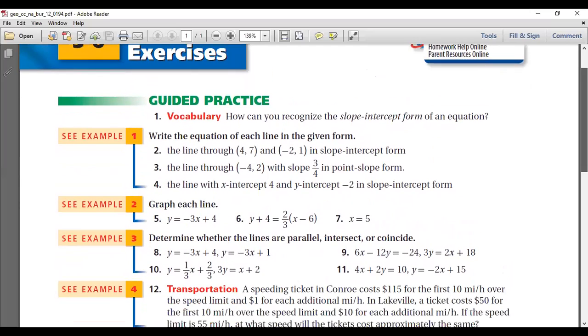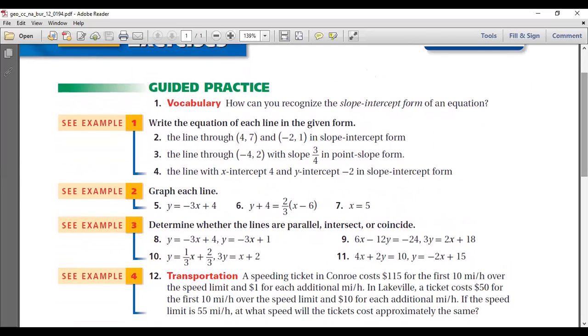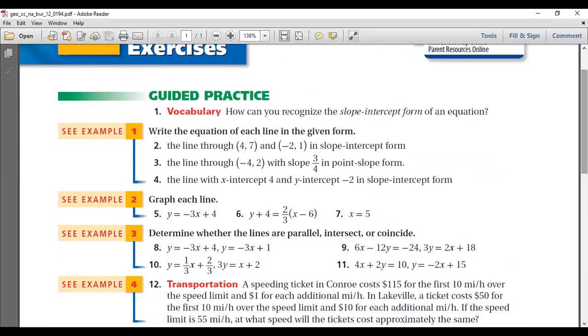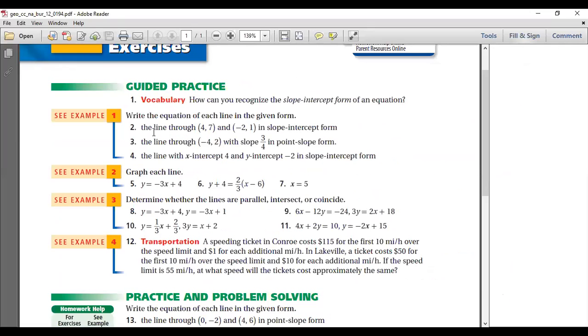Okay, so let's start doing the questions. This is going to be page number 194, questions number 2, 3, and 4. That's all we're going to do today, because they are all different kinds of forms which they are asking for. And then I will give you some remaining questions to do by yourself. So let's see question number 2. Write the equation of each line in the given form.